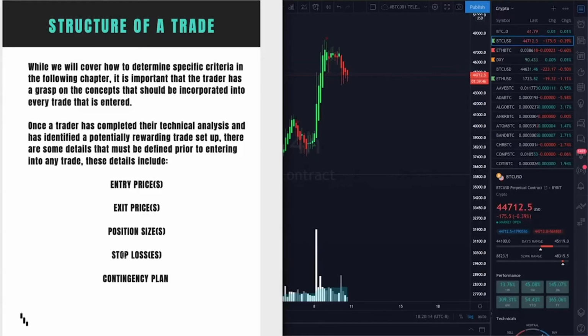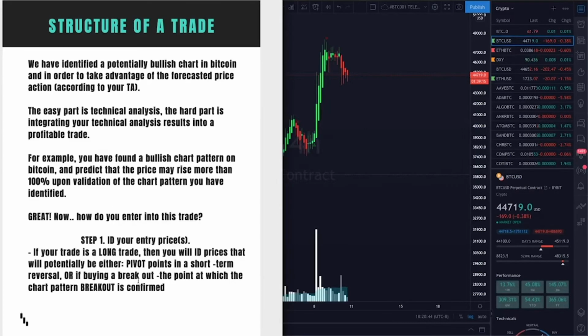Once a trader has completed their TA and has identified potentially rewarding trade setups, there are some details that must be defined prior to entering into any trade. These details include your entry price, your exit price or prices. Again, your entry price, there may be multiple, your position sizing, your stop loss placement, and a contingency plan. So you always want to have a plan B, C, and D, because things tend to change at the drop of a dime.